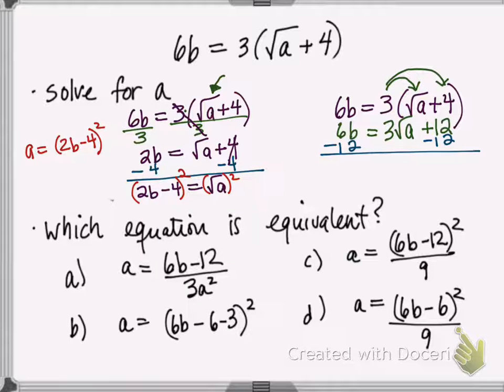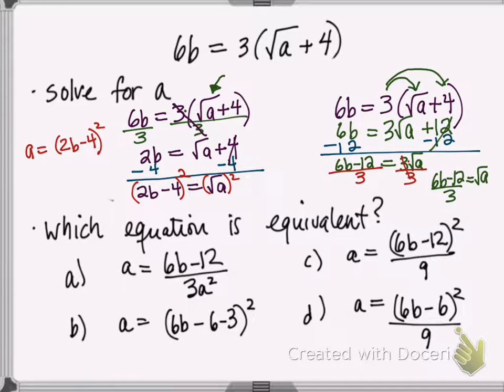So now I have 6b minus 12. Those are not like terms, so I just write it as 6b minus 12, and that's equal to 3 times the square root of a. To isolate the a, the opposite of multiplying by 3 would be dividing both sides by 3. I have to put the division symbol over both terms in the numerator, the 6b and the minus 12. So now I have 6b minus 12 over 3 is equal to the square root of a.